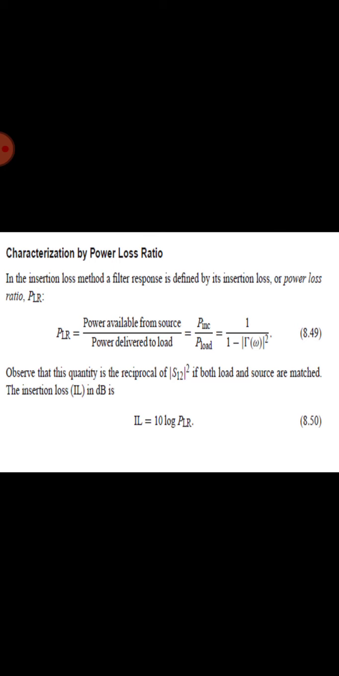And this slide shows the characterization by power loss ratio. In the insertion loss method, a filter response is defined by its insertion loss or power loss ratio, which is given by the ratio of the power available from the source to the power delivered to the load. Observe that this quantity is the reciprocal of |S21| squared if both load and source are matched. So, insertion loss in dB is given by IL is equal to 10 log of PLR.